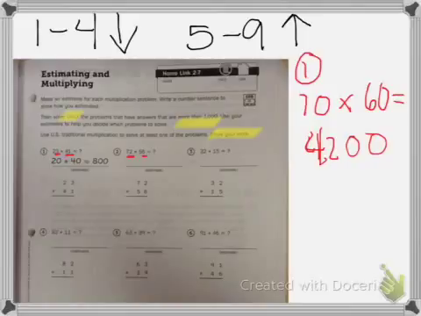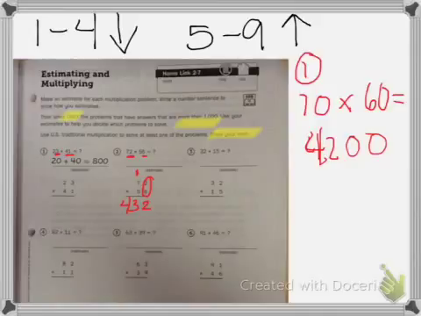first I solve for the ones. So 6 times 2 is 12. Carry my 10 that's left over. 2 ones, 1 ten. 6 times 7, as we know, is 42 tens, plus my 1 ten is 43 tens. Or 4 hundreds, 3 tens.